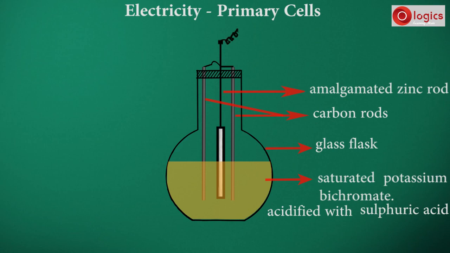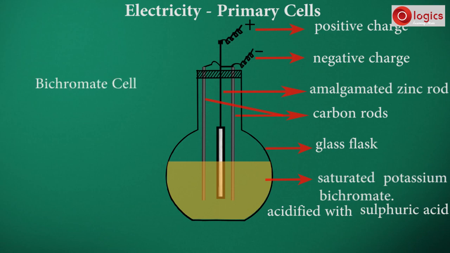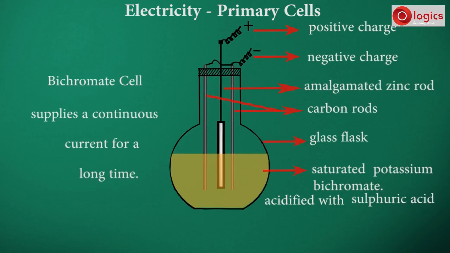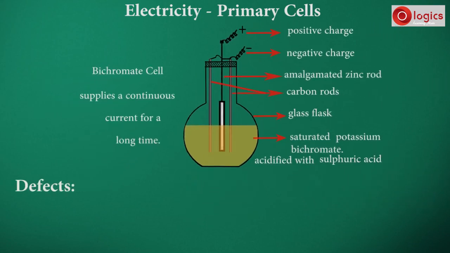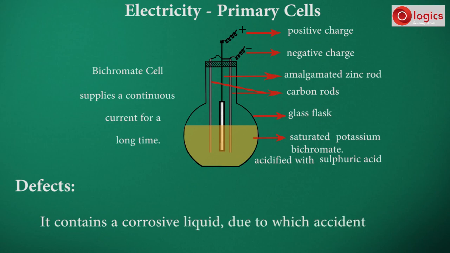Here, the amalgamated zinc rod gives negative charge, and the connected carbon rods give positive charge. The bichromate cell supplies a continuous current for a long time. Defects: it contains a corrosive liquid due to which accidents may occur.